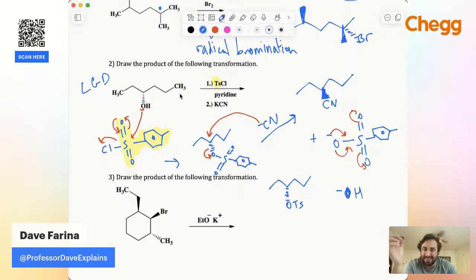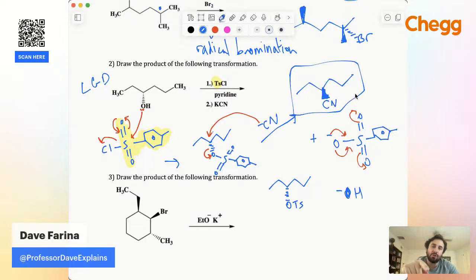Okay, so tosylation: the oxygen attacked the sulfur. We got the tosyl group on the oxygen. Now it's a leaving group derivative. It's a good leaving group. So the SN2 nucleophile attacked, kicked that off. We got an inversion of stereochemistry, and there is our SN2 product.